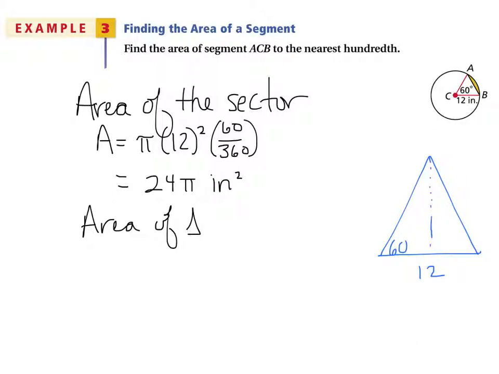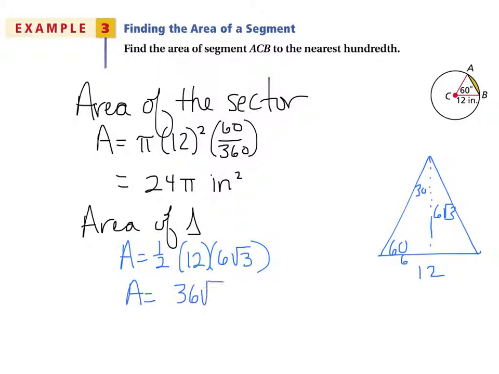The altitude is going to be what? Well, base, we do 1/2 base, which is 12, times the height. If this is the 30, 60, 90 degree triangle, which it is, you know this is 6, so this is going to be 6 root 3. So 6 root 3 will be our height, and the area would be 6 times 6, so 36 root 3 square inches.